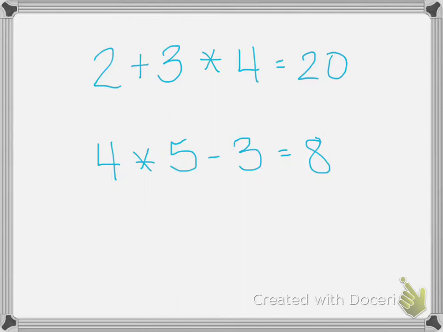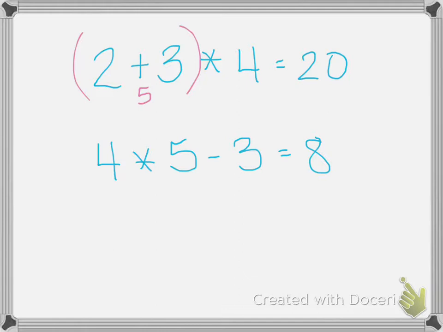Number 4 says, insert parentheses to make the equations true. So we have 2 plus 3 times 4 equals 20. First, I'm going to try my parentheses around the 2 plus 3. 2 plus 3 is 5. 5 times 4 is 20. So that would be correct.